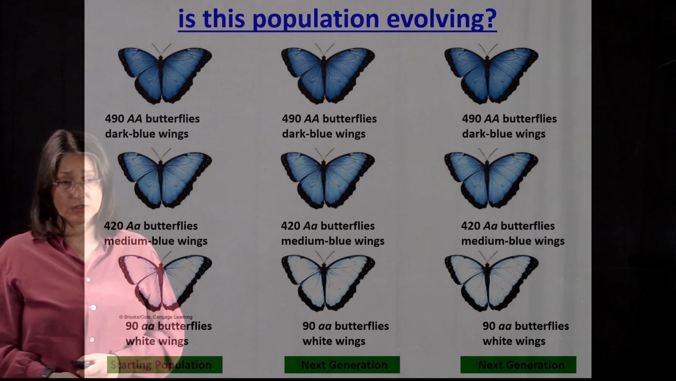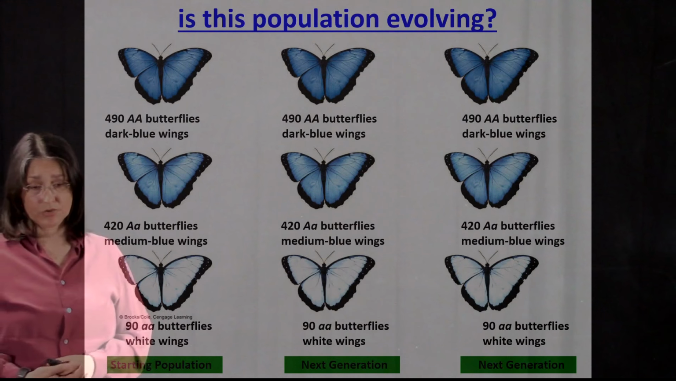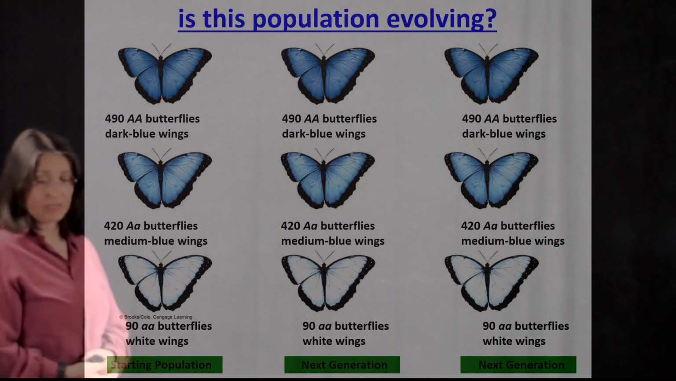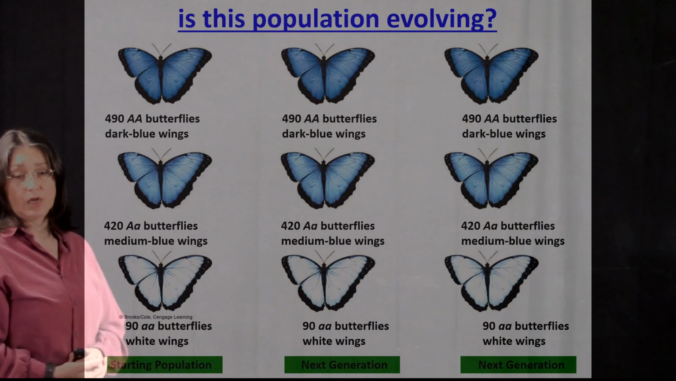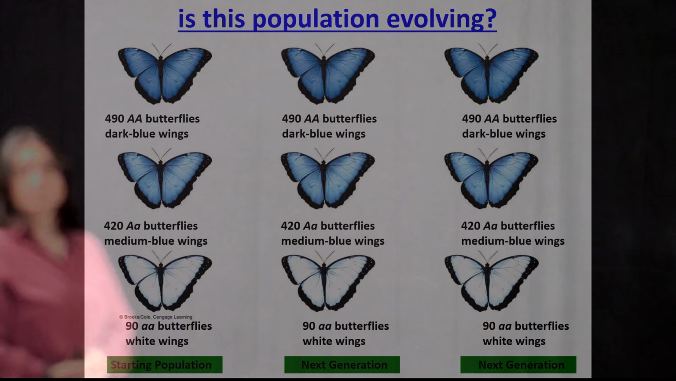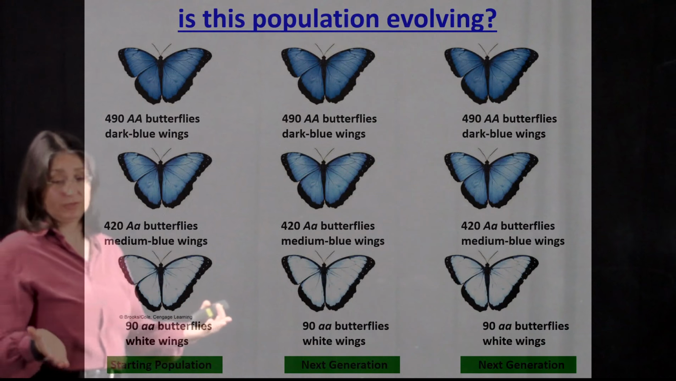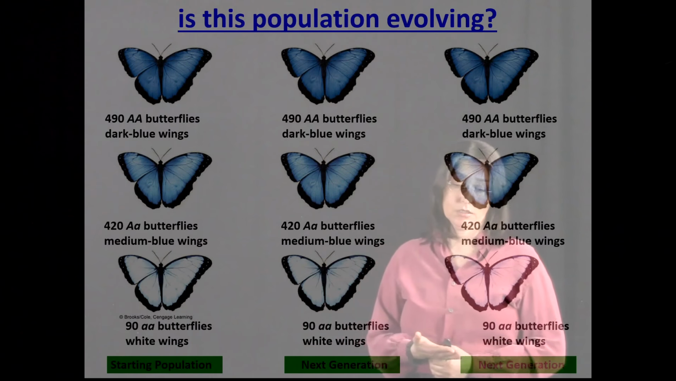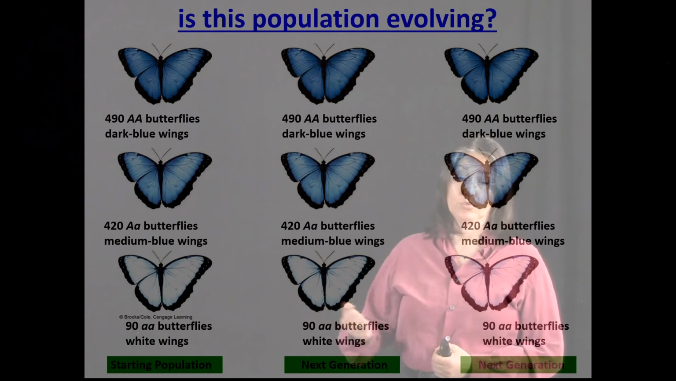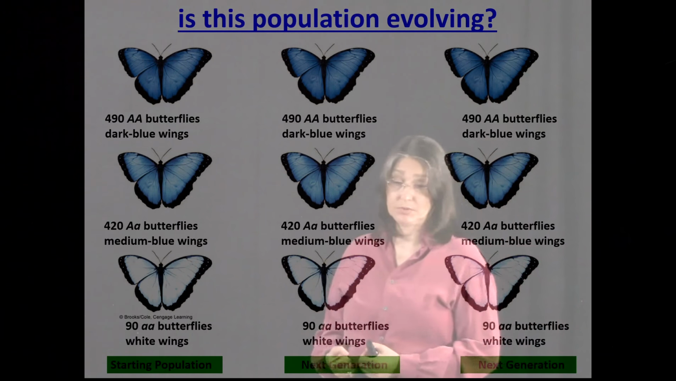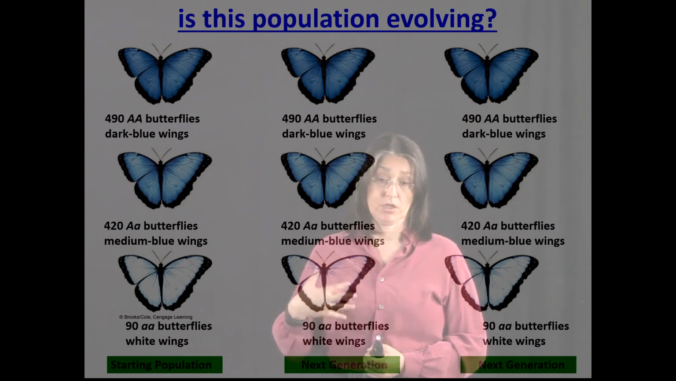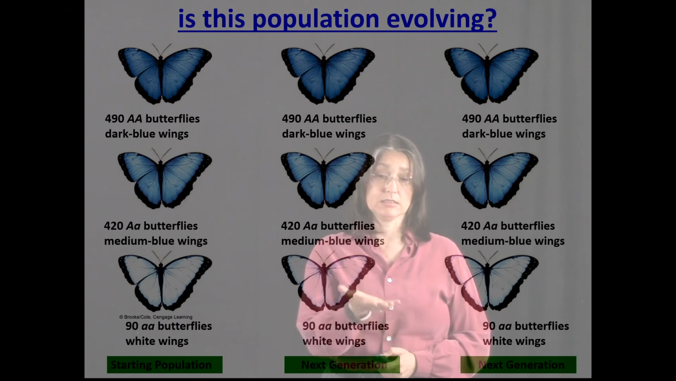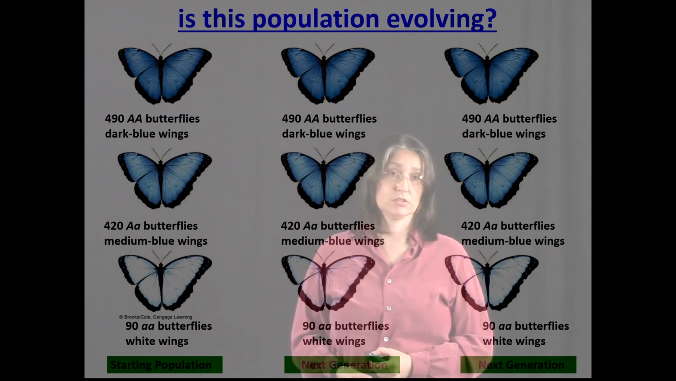So, considering microevolution, take a look at this picture right here and tell me, is this population of butterflies evolving? And how did you determine that? It's obviously not evolving. Three generations in a row, there is no change in the allelic frequency. There are very few white butterflies, which probably is a disadvantage. Probably they're not as well camouflaged. So in these three generations, at least, this particular population that you see right here is not evolving.